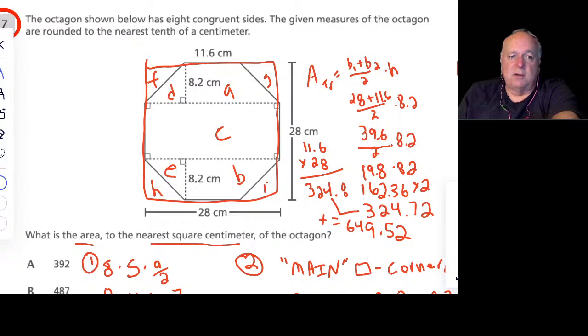All right, let me see if I got all this right. The octagon contains 8 congruent sides, so they're all 11.6. The given measures of the octagon are rounded to the nearest tenth. So it's telling you that this 11.6 is already rounded, that the 8.2 is rounded, and that the 28 is rounded. And by the way, the 8.2 is the height of that trapezoid when you look at the dotted lines. Okay.